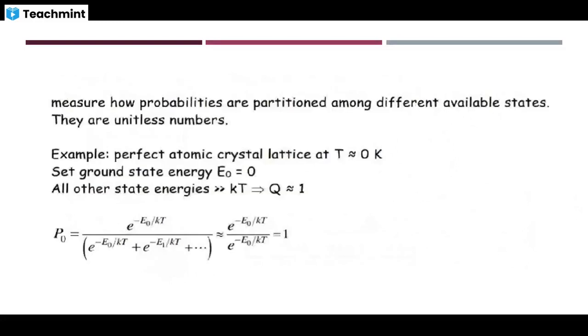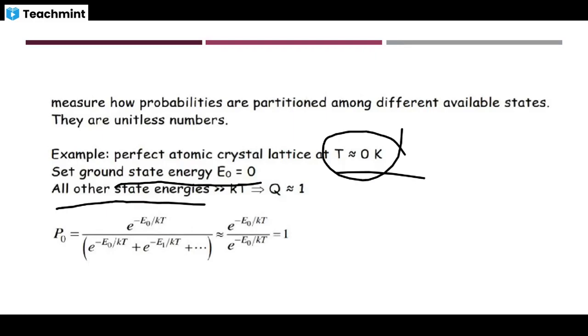They measure how probabilities are partitioned among different available states. They are unitless numbers. For example, a perfect atomic crystal lattice at 0 Kelvin, set ground state energy equal to 0. So all other state energies should be greater than kT, because the energy is very low. So k into 0 means approximately 0.